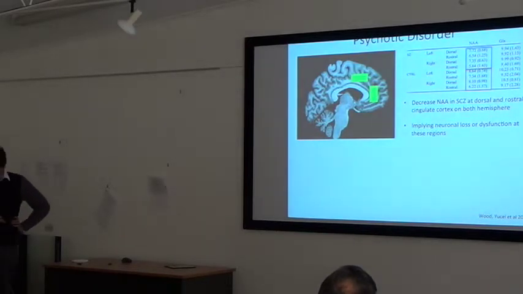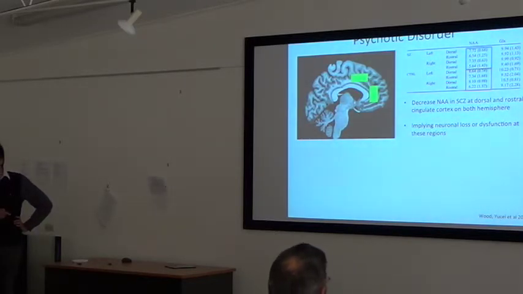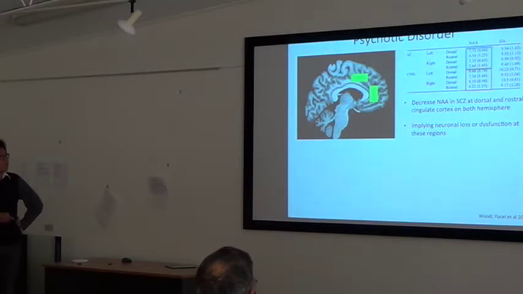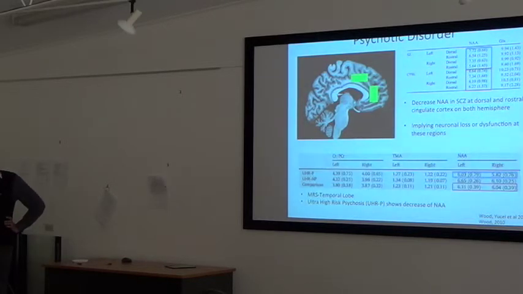Spectroscopy can also be used in psychotic disorders. These papers find a decrease of NAA for schizophrenia subjects at the dorsal cingulate cortex on both hemispheres, probably implying neural loss or dysfunction in these regions. Similar results were found for NAA concentration in the temporal lobe. When comparing ultra high risk psychosis with healthy subjects, we find a decrease of NAA concentration in these regions.